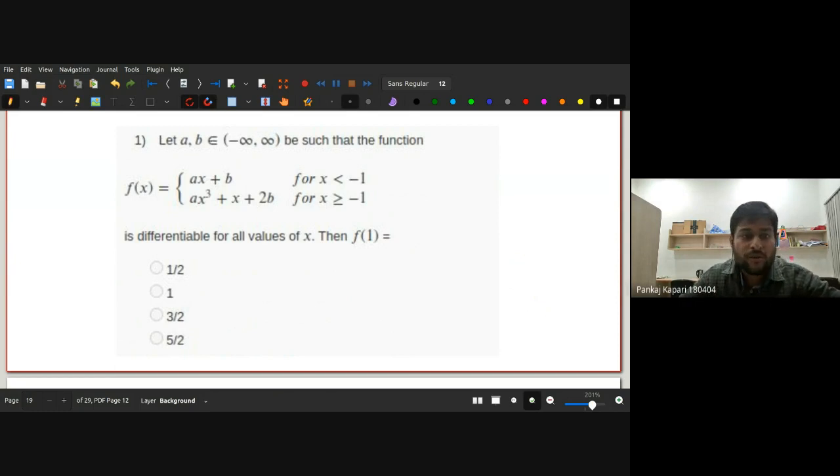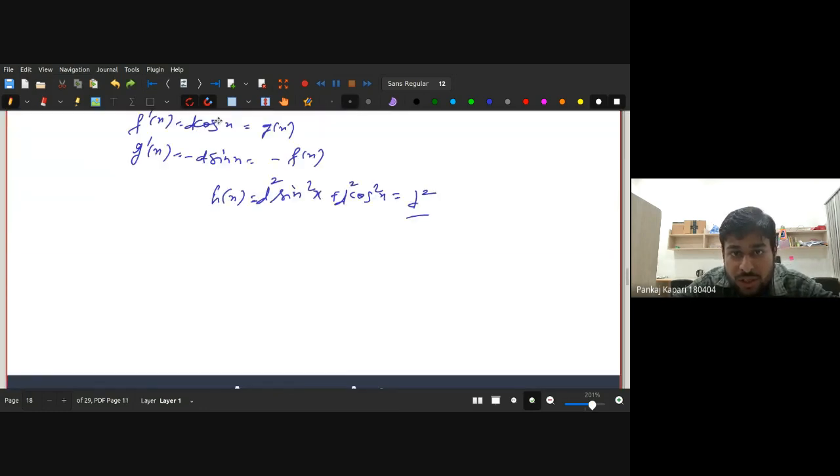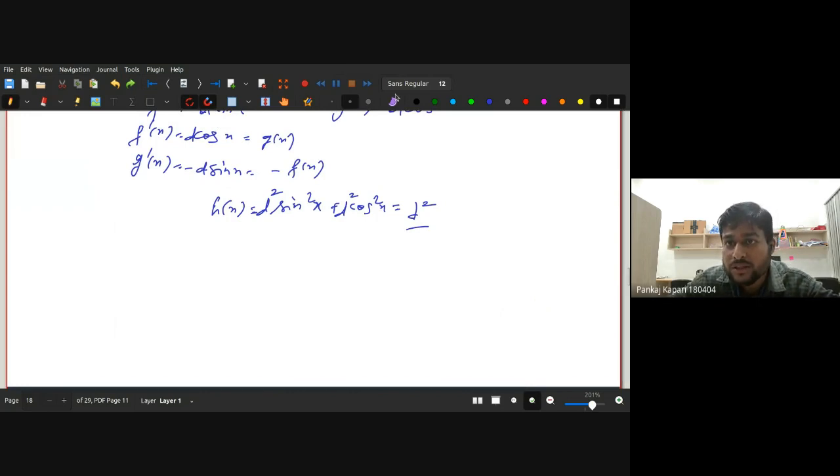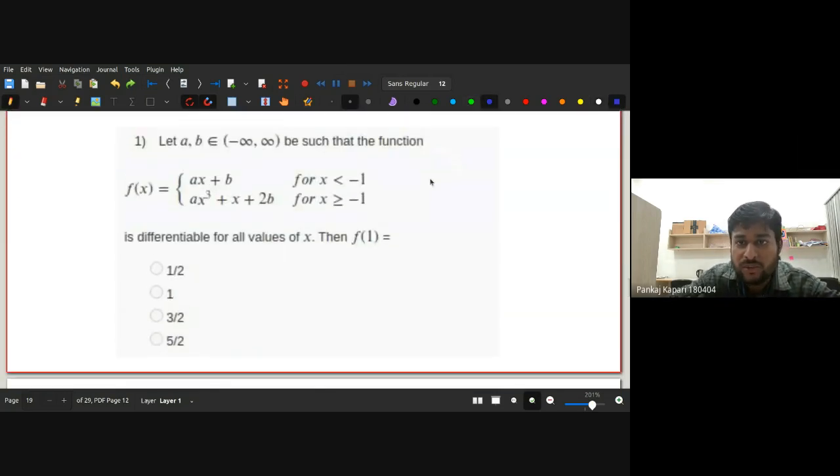Okay, so you have to find the value of this function at x equal to 1, right? Pen is not working. What is happening? Oh, my pen is not working because I have changed the color to white. Okay, let's change it again to blue. It was working, but it was writing in white.